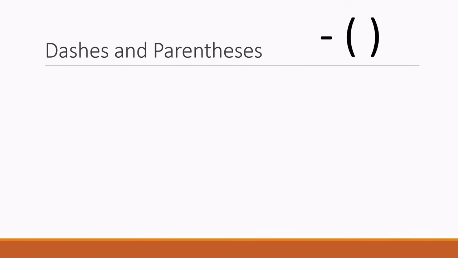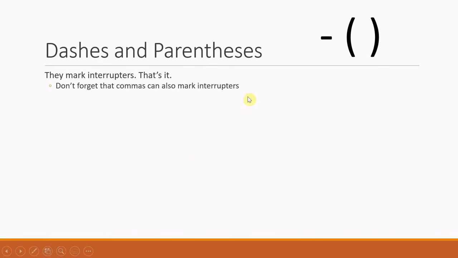So now let's move on to dashes and parentheses. If you did watch my first video like I recommended, you already know these are used for interrupters. And that's it. They're not used for anything else. Just keep in mind that commas can also be used for interrupters, so it's not just these. But if you ever see one of these, you know you have an interrupter because there's nothing else they can be used for. Your job then is just to make sure that it really is an interrupter.